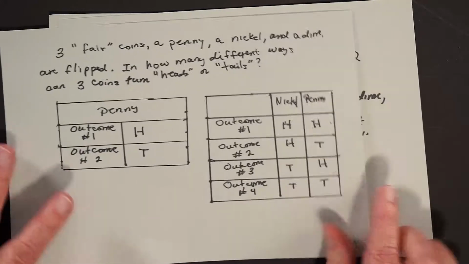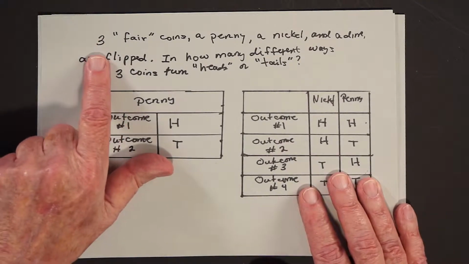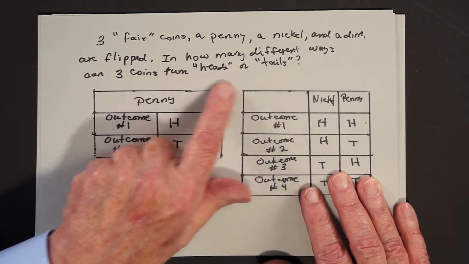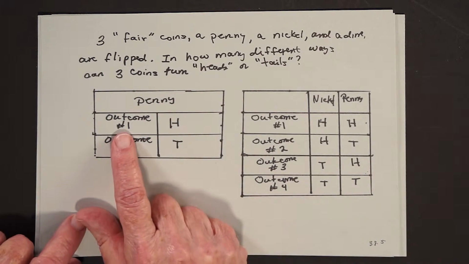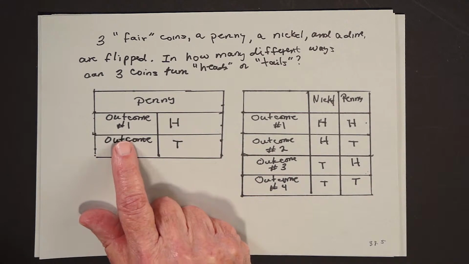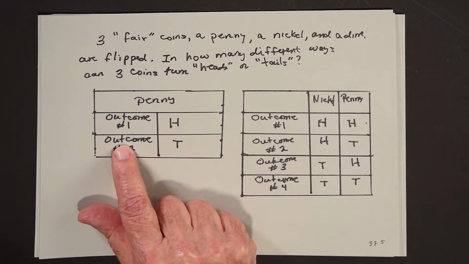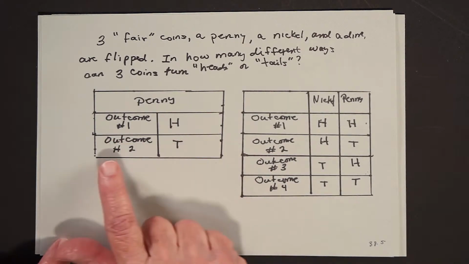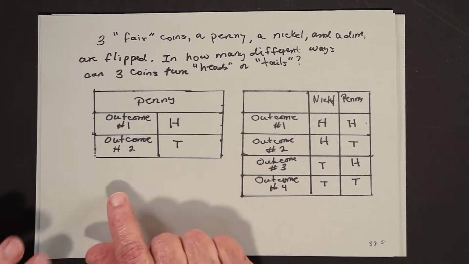But let's see what happens now. In case we lost track of the forest because of the trees, the problem was the 3 fair coins, a penny, nickel, and a dime, are flipped. In how many different ways can the 3 coins turn up heads or tails? Well, notice the penny can only come up in 2 ways. It's either a head or a tail. By the way, these outcomes numbered 1 and 2, that's not a preference. It could have been outcome number 1 was tail, outcome number 2 was head. The point is that there are 2 possible outcomes, okay?